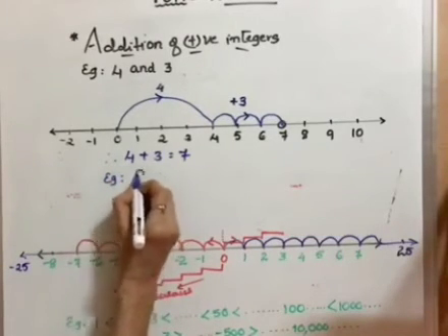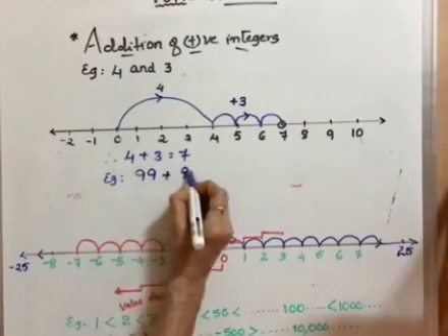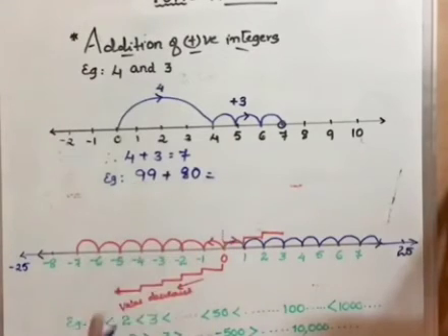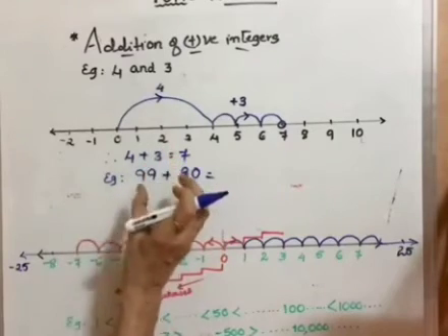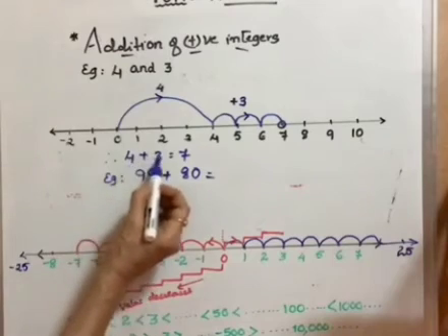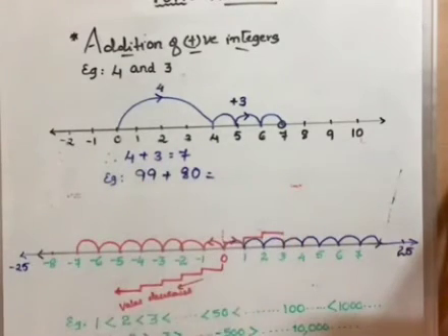Say 99 plus 80. Both are positive. Both these are positive integers. Can I represent all these integers on the number line? It's not practical. So what do we do? We recall the rule. What does the rule say? When you add two or more positive integers, your answer is positive.